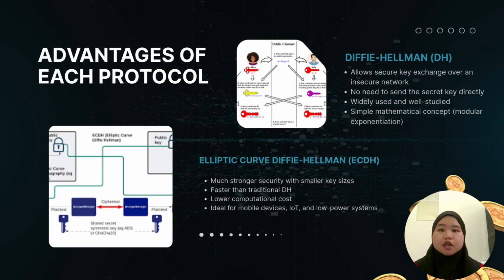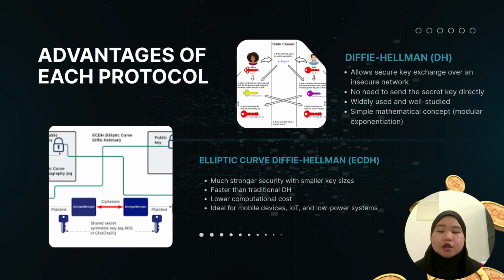The main advantage of DH is that it allows two parties to generate a shared secret key without sending the key directly over the network. Even if an attacker intercepts the communication, they cannot easily compute the secret key. Diffie-Hellman is also widely used, well studied, and based on simple mathematical concepts such as modular exponentiation. Because of this, DH has been trusted for many years in secure communications.